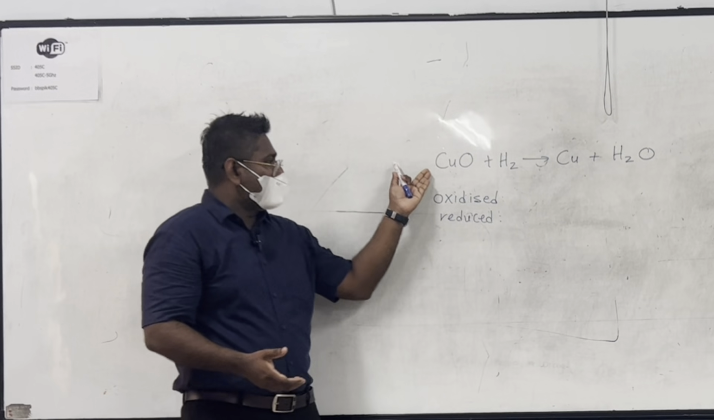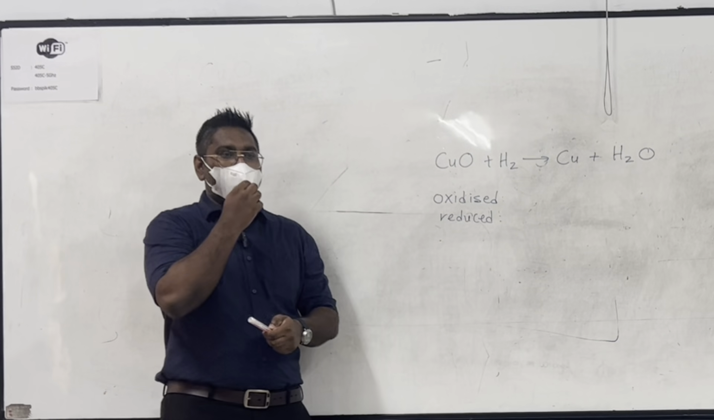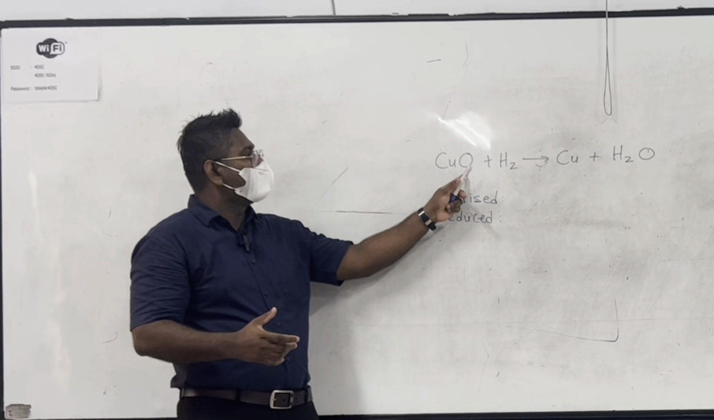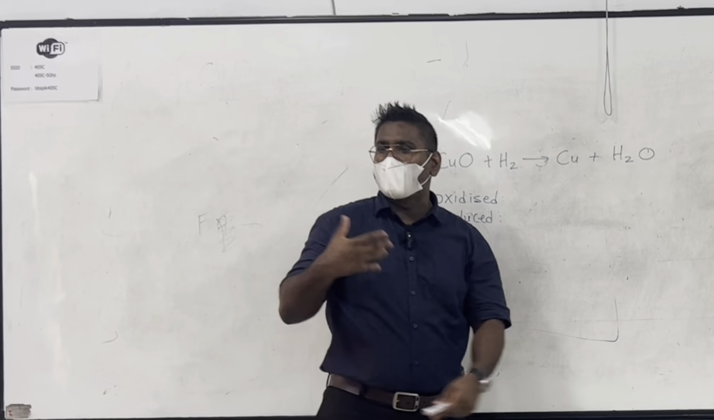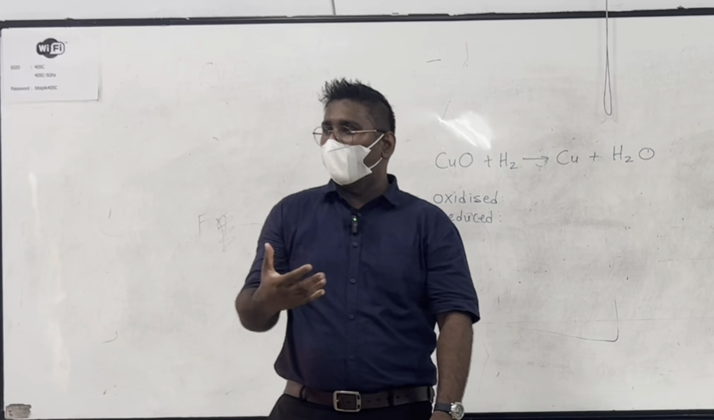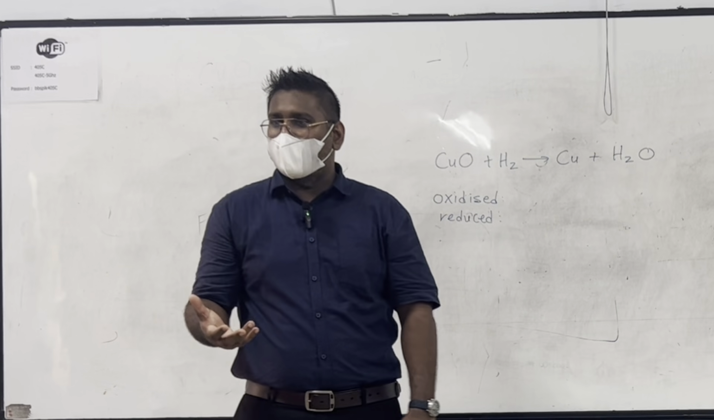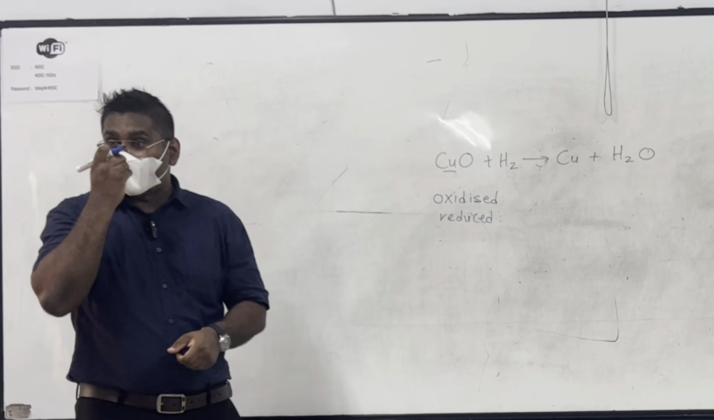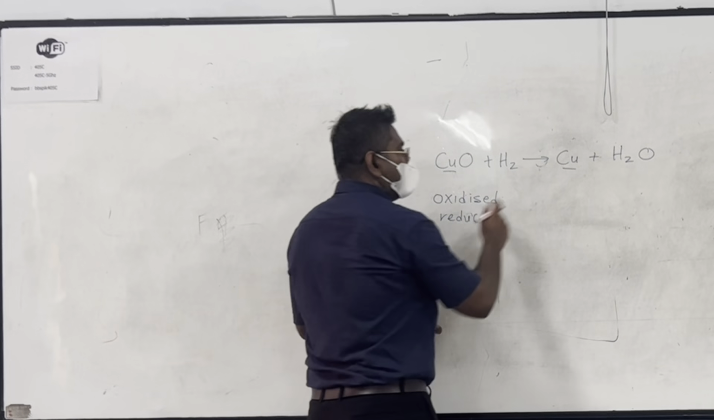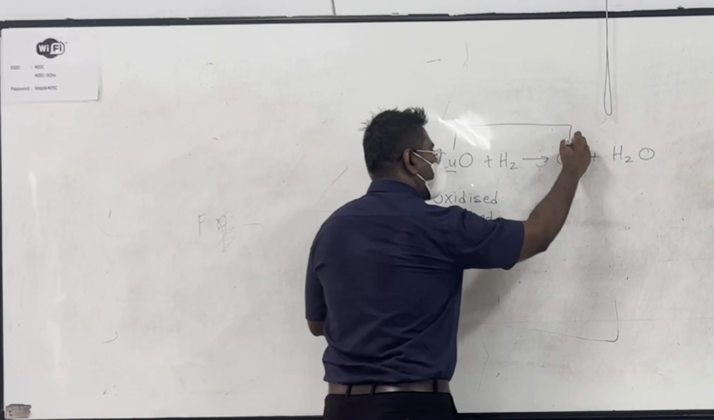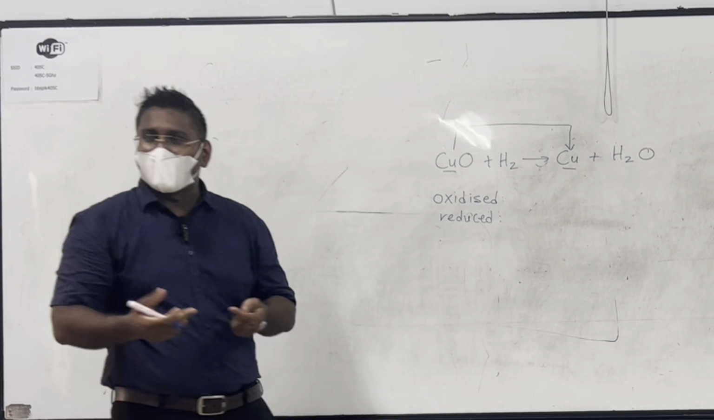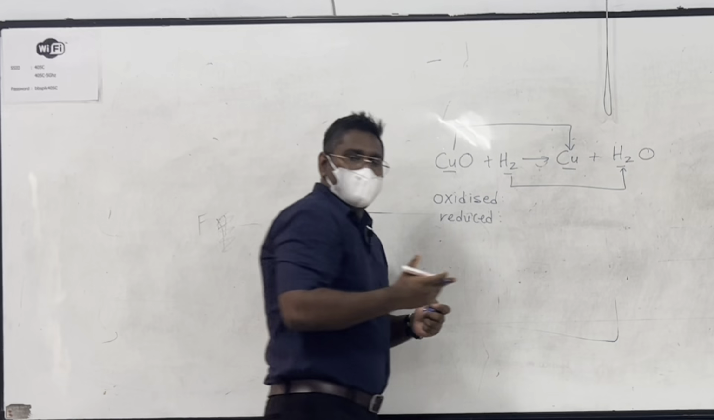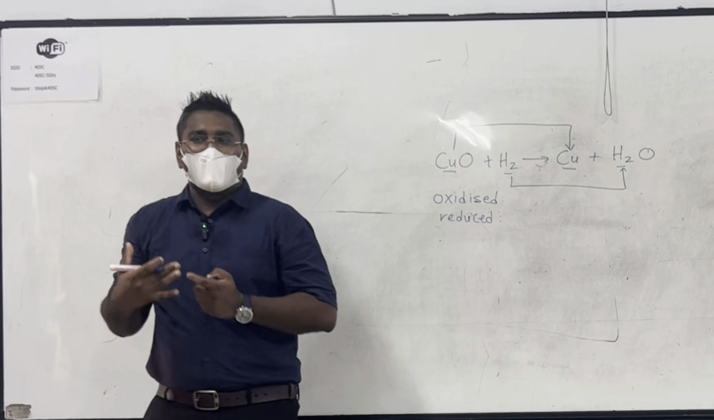Some students wonder, sir, why are we using the oxidation number of copper? Why are we not using the oxygen? Normally, I told you, oxygen is always -2. They are not going to change. So that is the reason why we find the oxidation number of copper. These are the 2 combinations that we are going to use: one is related to copper, another one is related to hydrogen. So we need to find out which one is oxidized, which one is reduced.